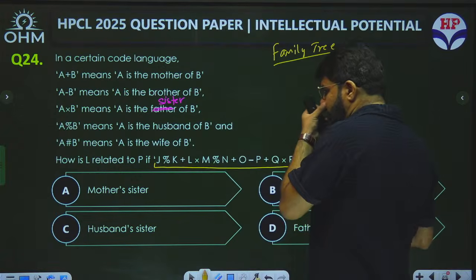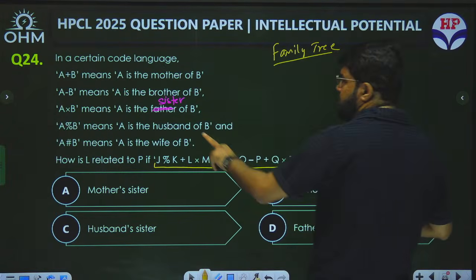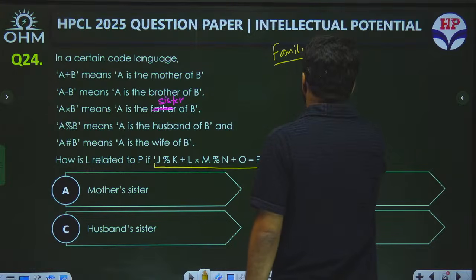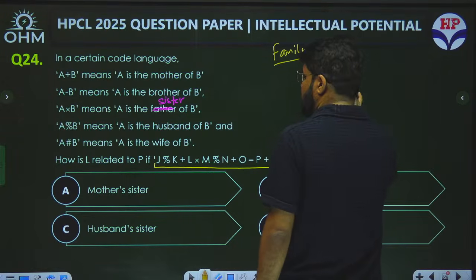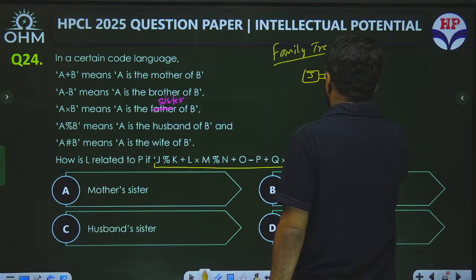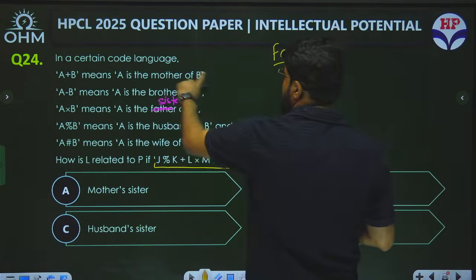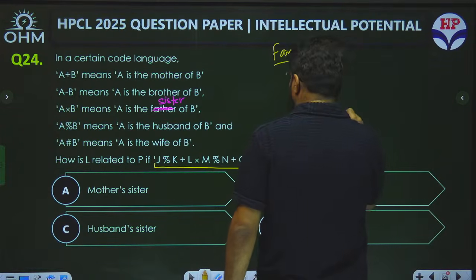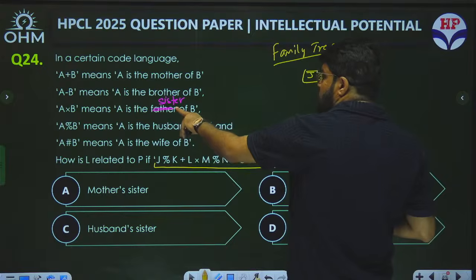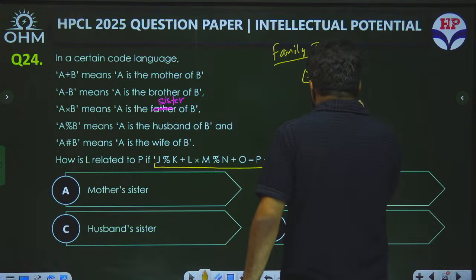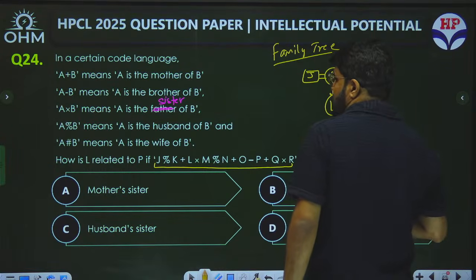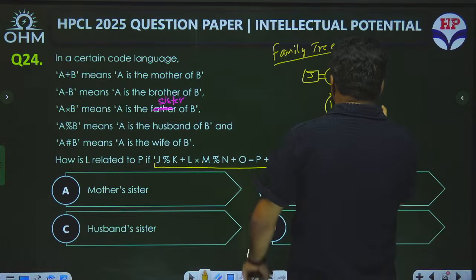I am again drawing the family tree here. Starting with J percent K. Percent is husband, so J is the husband of K. K is the wife, which means female. Then K plus L. Plus is mother. K is the mother of L. Now L into M. Into is sister, so L is the sister. L is the sister of M.